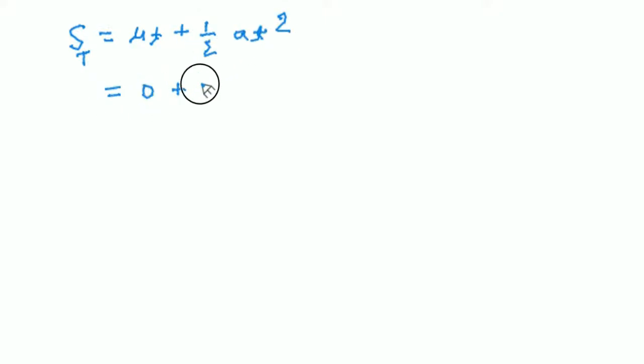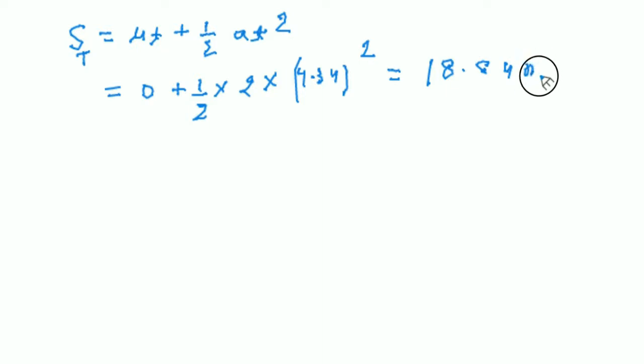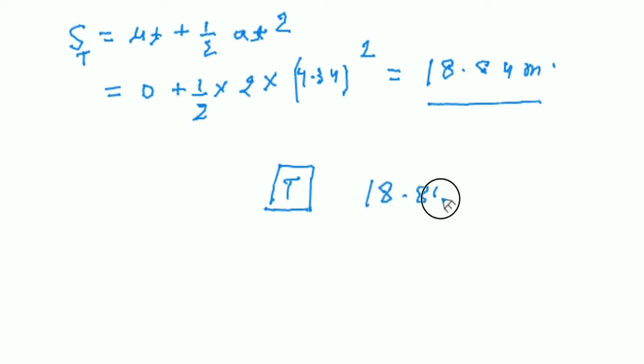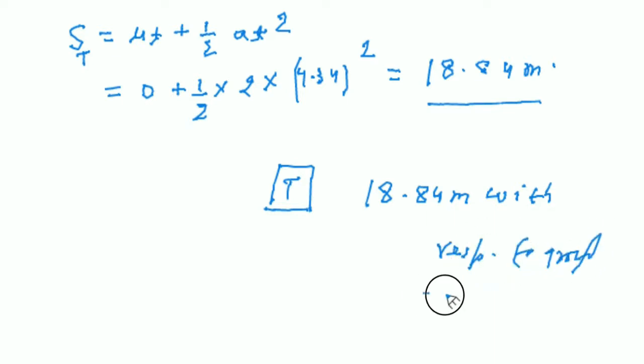So S equals the distance traveled by the truck, that is u into t plus half at square. Initial velocity of the truck is also 0, half, and the truck was moving with 2 meter per second square and the time is 4.34 square. So that equals 18.84 meter. So the truck will cover a distance of 18.84 meter with respect to the ground.